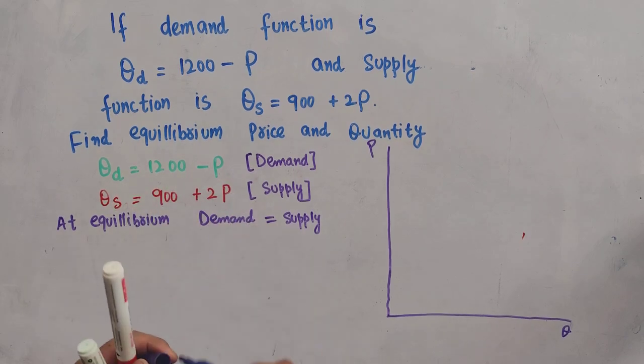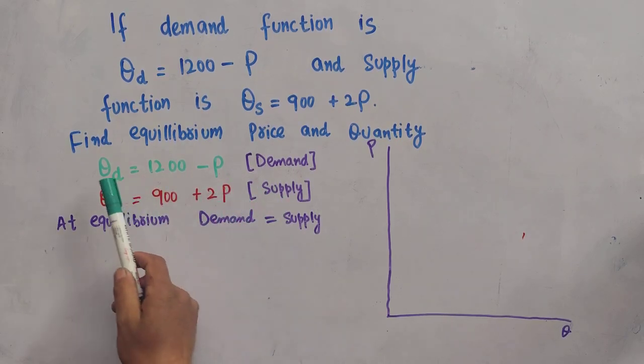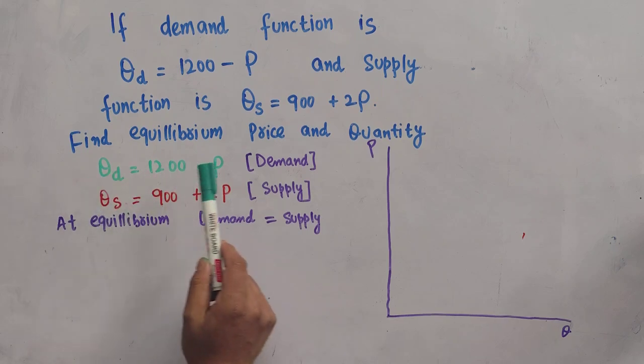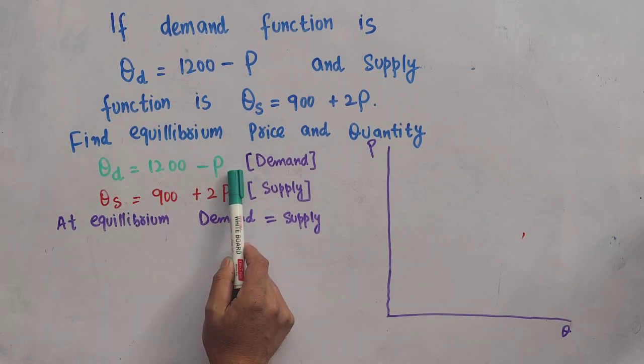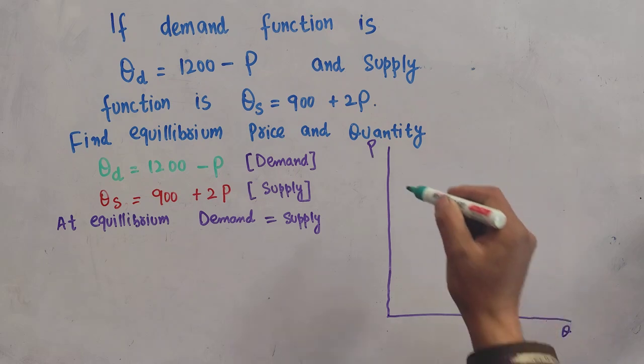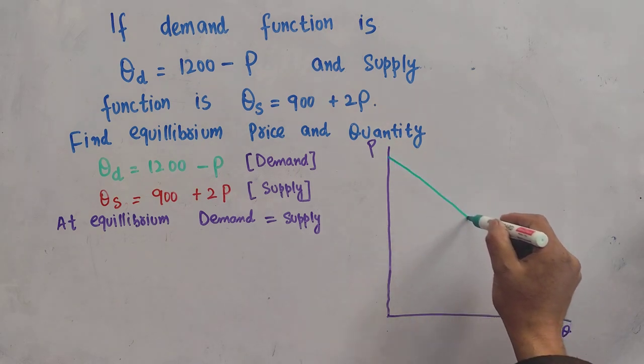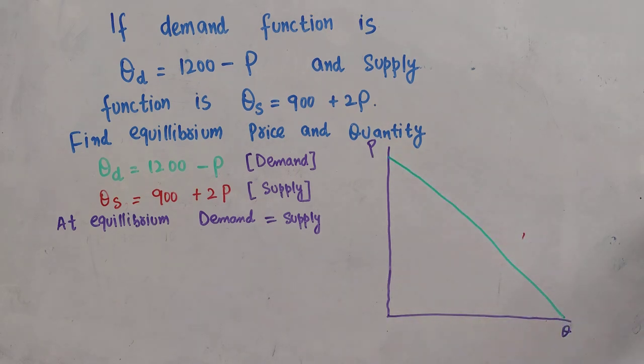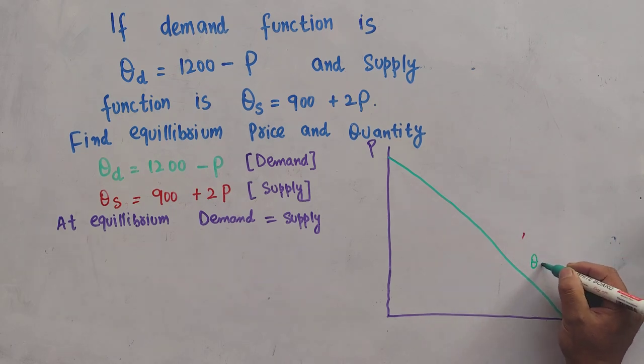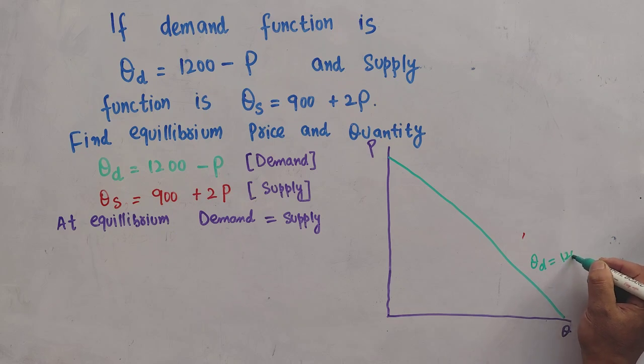So if we draw the demand function on the graph, it is downward sloping because the relationship between quantity demanded and price is negative. Okay, so it will be a downward sloping demand function like this. This is our demand function. So this is our QD is equal to 1200 minus P.